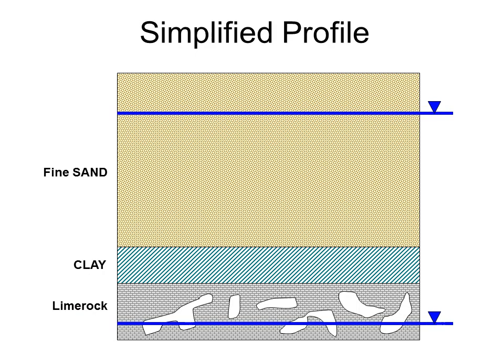This simplified profile shows fine sand with a thick impermeable clay layer overlying the lime rock with carbonate dissolutions. The natural water table is down in the underlying rock, while an elevated water table exists because of the impermeable clay layer.